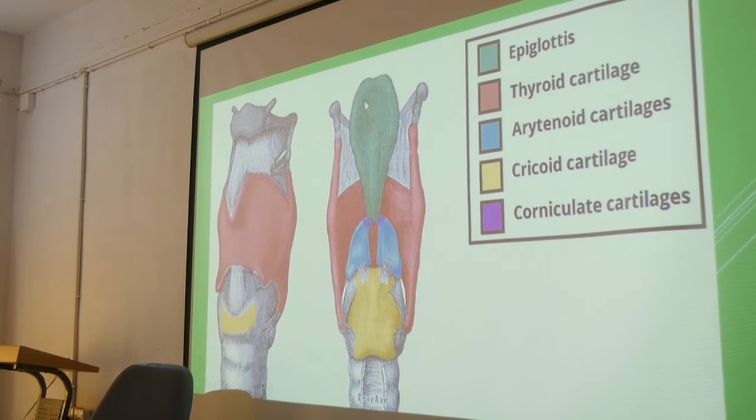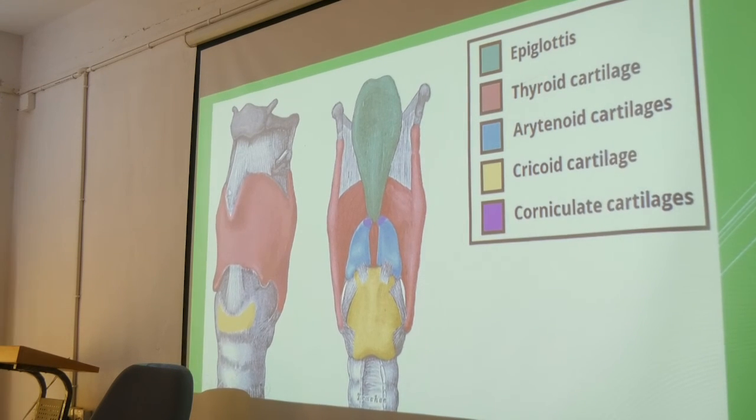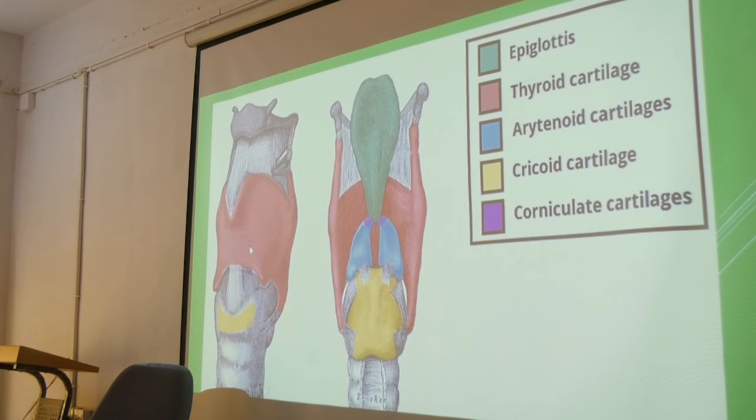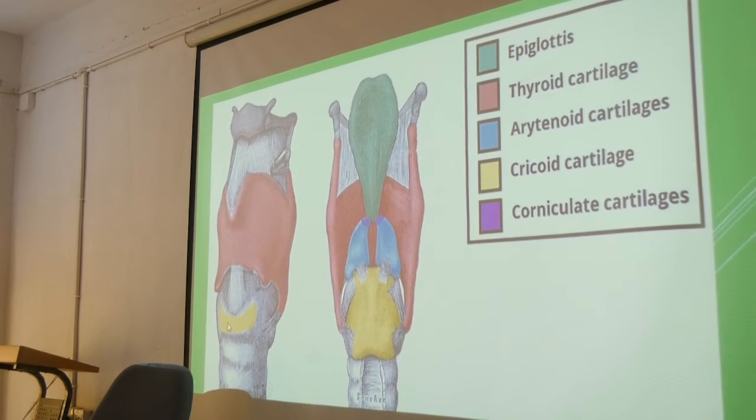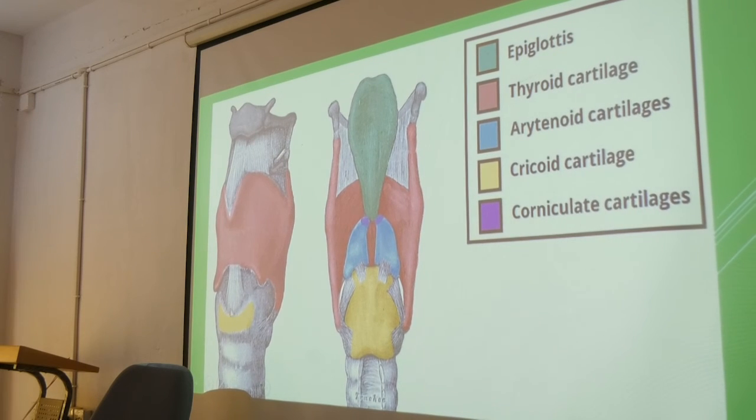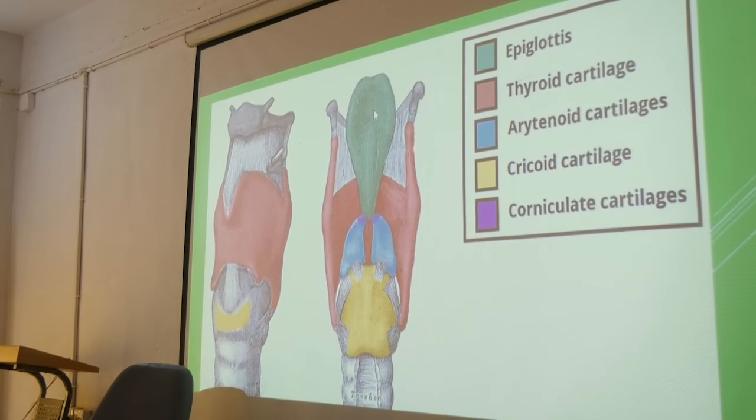So see here, what is this? This is the epiglottis. If you see the larynx from the outer surface, the first thing you will get is the thyroid cartilage, and this is the cricoid cartilage. And see the inside, this is the epiglottis.